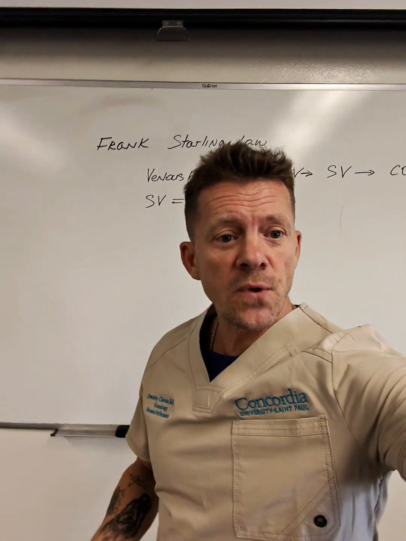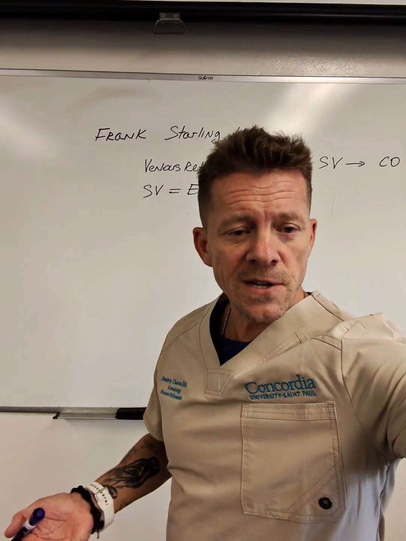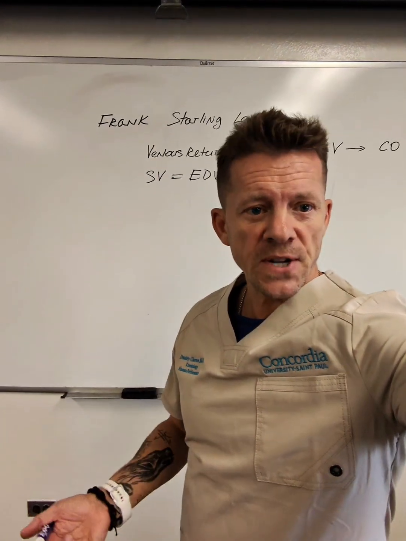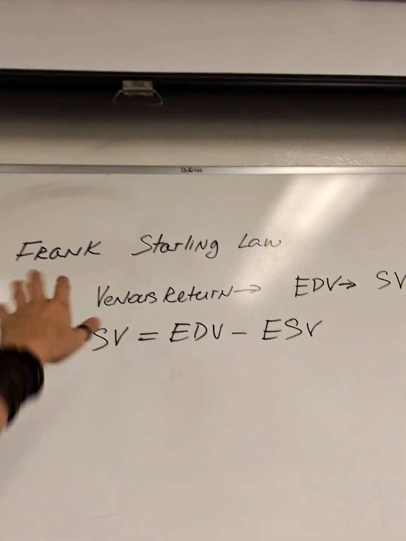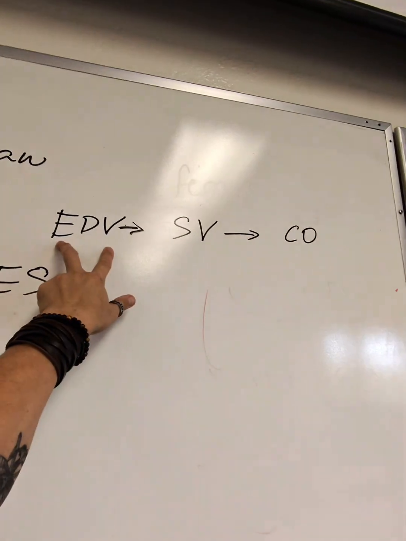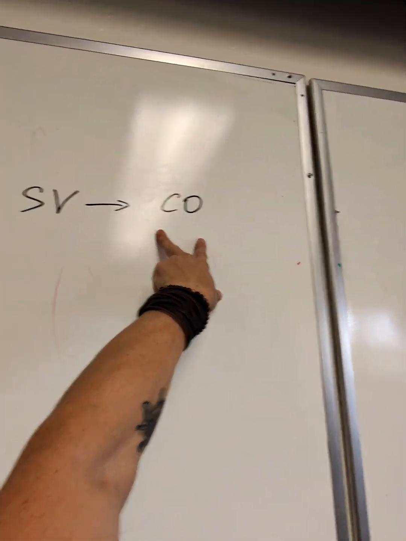So let's discuss a few concepts: Frank-Starling Law, preload, contractility, afterload, and diastolic volume and systolic volume. Let's do this. So Frank-Starling Law: venous return related to end diastolic volume, related to stroke volume, related to cardiac output.